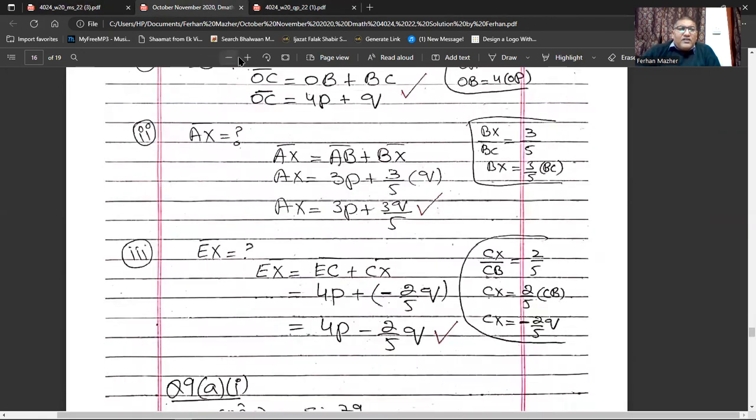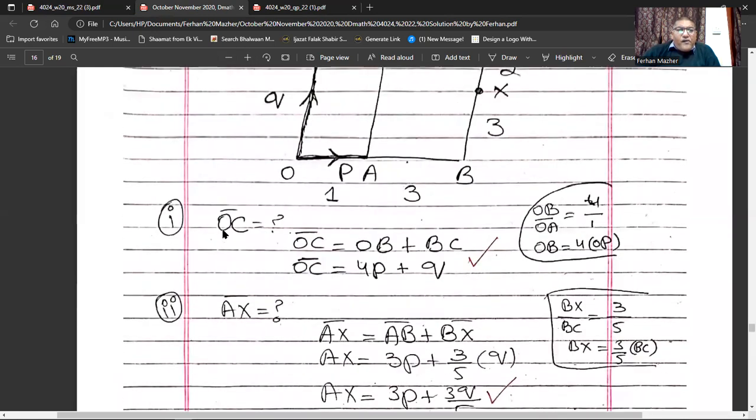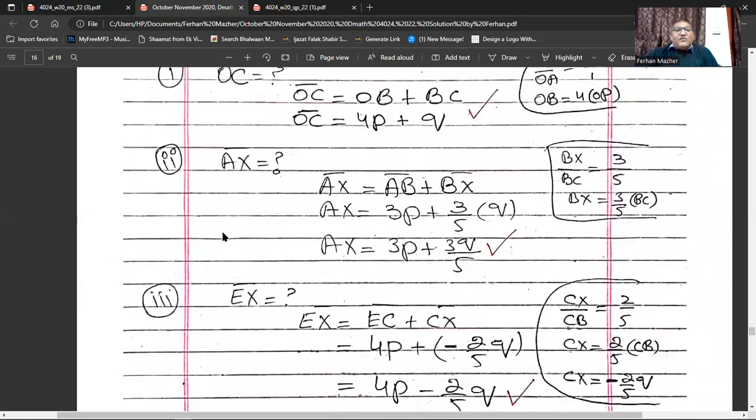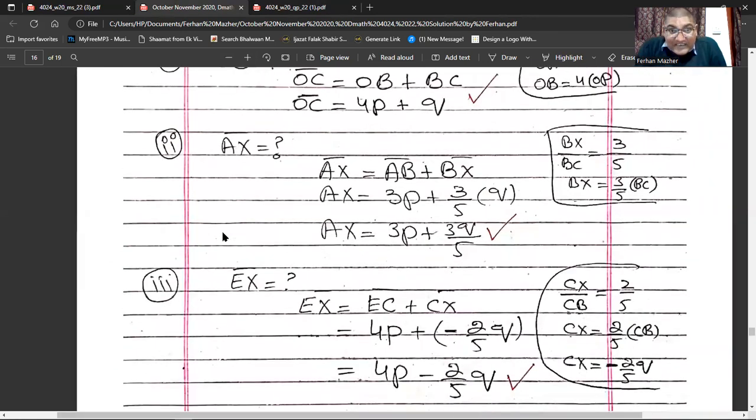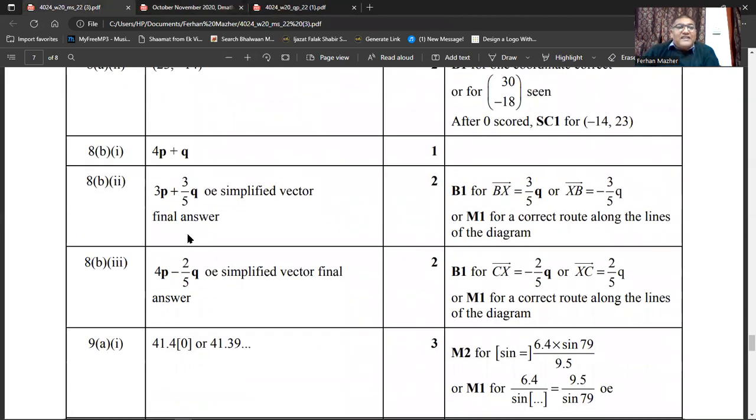AX will be equal to AB plus BX. The bypass is from A go to B, from B go to X. So AB will be 3P and BX will be 3 by 5 of Q, because BX by BC is 3 by 5 and I know the BC value, so BX will be 3 by 5 of Q. So AX will be 3P plus 3Q by 5. Our answer is right.